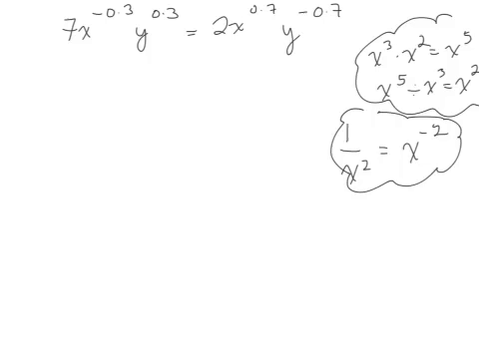And if we look at our equation, 7x to the negative 0.3 y to the 0.3 equals 2x to the 0.7 y to the negative 0.7, you can see that we have both positive and negative exponents. And we can put the negative exponents into the denominator. So let's do that.